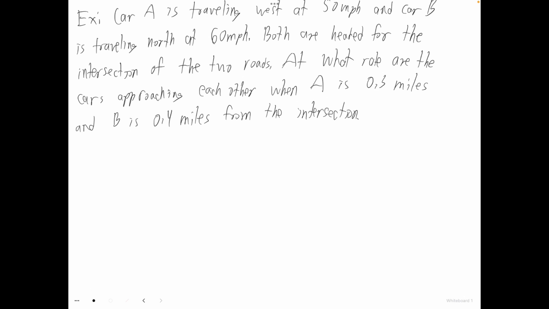Okay, so as before, we're going to start by drawing a picture. We have these two roads, and car A is on this road, and it's traveling to the west, so to the left, at a rate of 50 miles per hour. Car B is down here, and it's traveling north at a rate of 60 miles per hour. We want to figure out the rate that the distance between them is changing. So the distance between them is going to be this value, which I will call z.